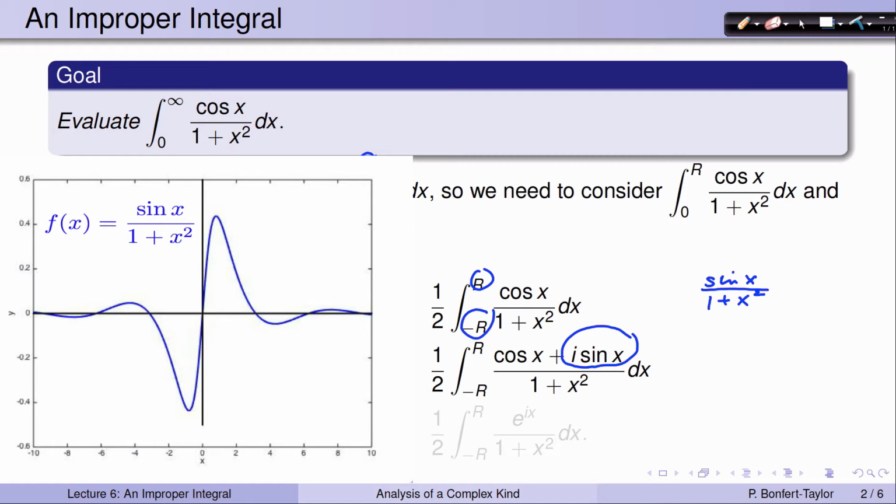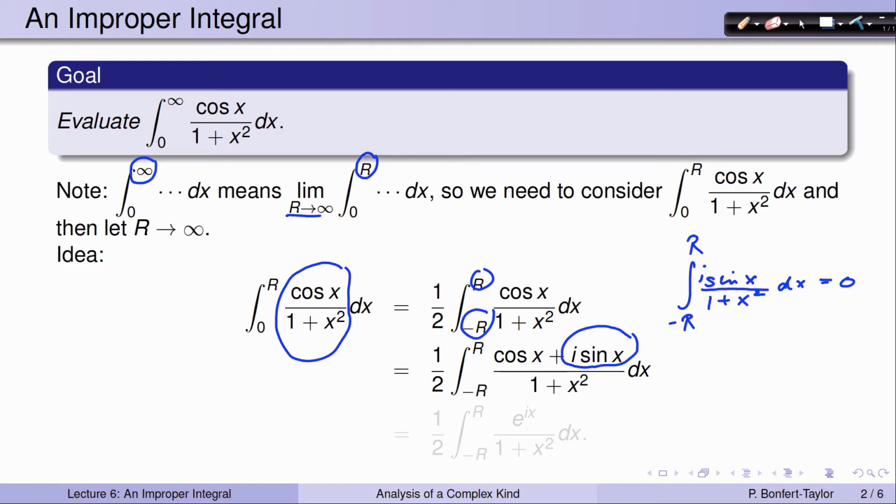Areas to the left cancel out with areas to the right, so that the integral from negative R to R of sine x over 1 plus x squared dx is equal to 0. Now if I multiply this in addition by i, that doesn't change anything. Multiplying by i simply multiplies 0 by i, which is still 0. That's why I can simply add i times sine x to the integral here. But cosine x plus i sine x, that's equal to e to the ix. And all of a sudden, I get my exponential function into the picture here.